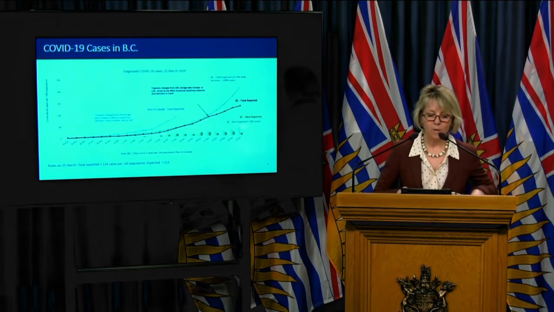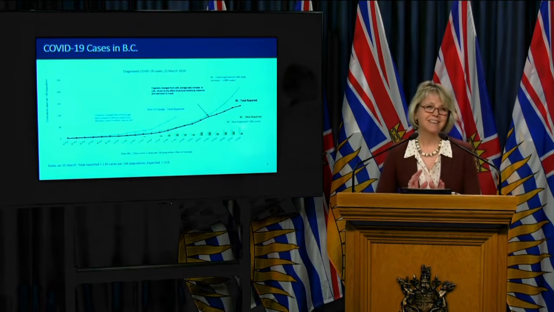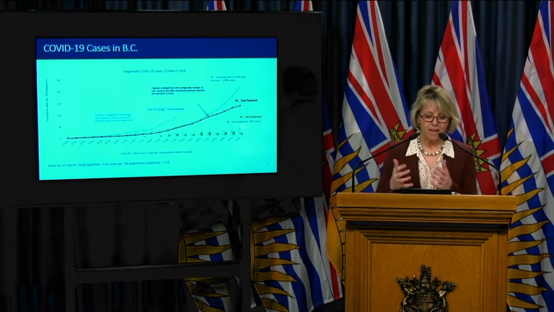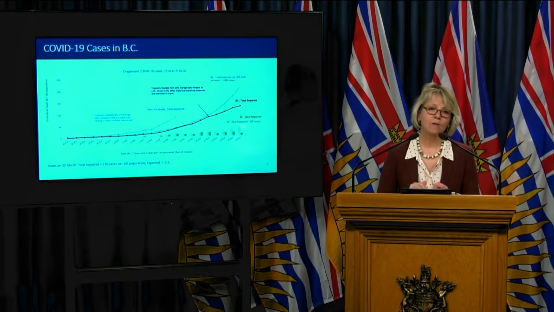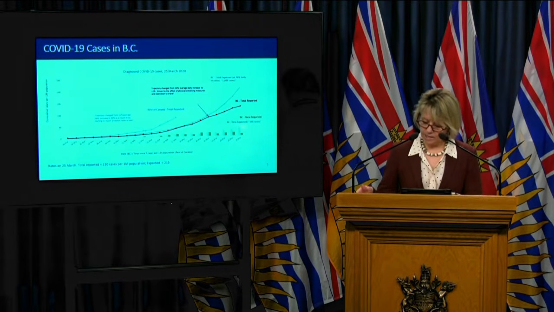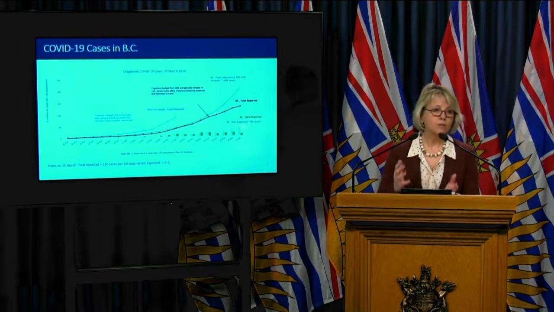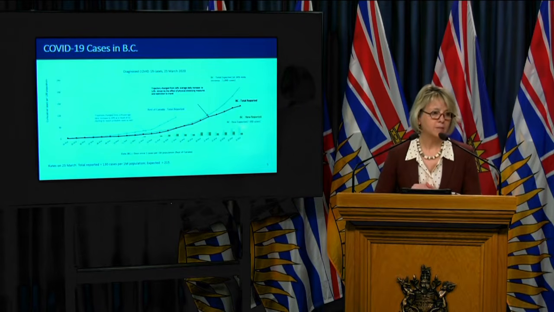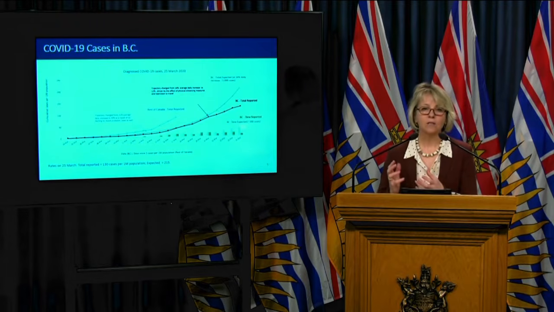So the second type of modeling that we're using, there's lots of different types of models, but this is one that's looking at how is the change in BC happening over time, and it is looking at the percent change or the daily increase, the trajectory of the cases that we're seeing here in BC. We also are doing some what we call dynamic modeling that looks at impacts of measures that have been taken.